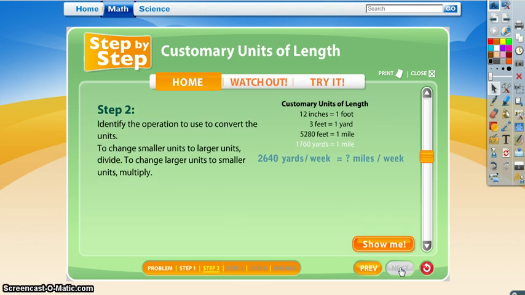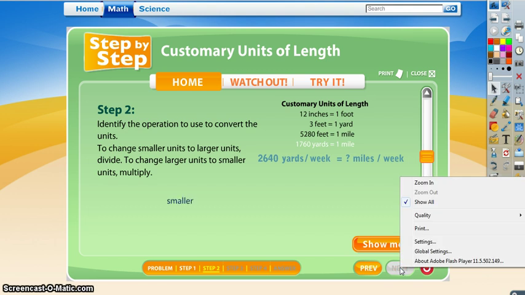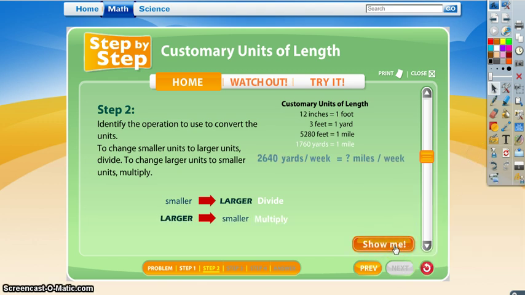Next, identify the operation to use to convert the units. To change smaller units to larger units, divide. To change larger units to smaller units, multiply. Since we're going from yards to miles, that's smaller units to larger units. That means we'll have to divide.